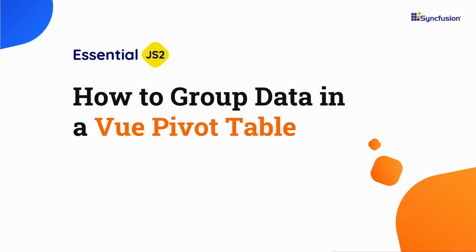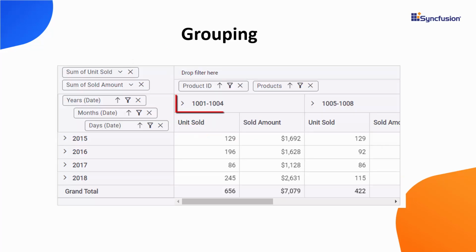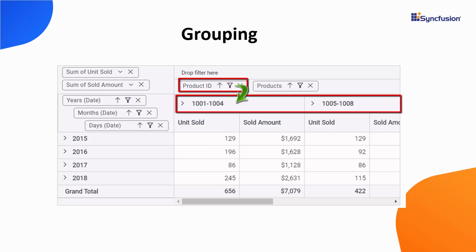Hi everyone, welcome back. In this video, I will show you how to group data in the Vue Pivot Table component. Grouping is the process of categorizing the data in specific ranges for analyzing a larger amount of data efficiently. In this example, the product IDs are categorized into two groups to provide a clearer picture of the data.